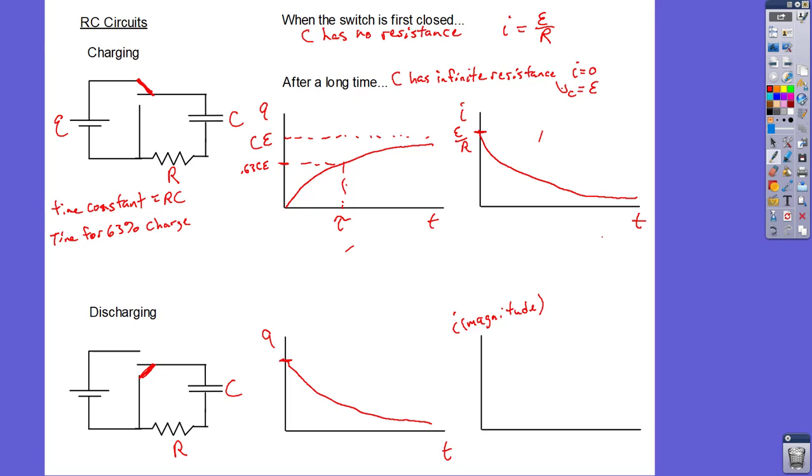So when you first close that switch, it's still going to look like this. So our first current there is going to be the voltage across the capacitor over R, which is still going to be E over R when we first close that. Okay, and our maximum charge is still CE. But I will say I think charging is far more common than discharging when we do this.